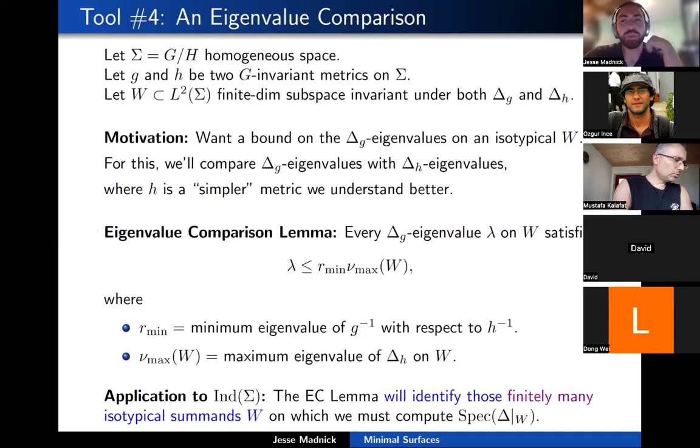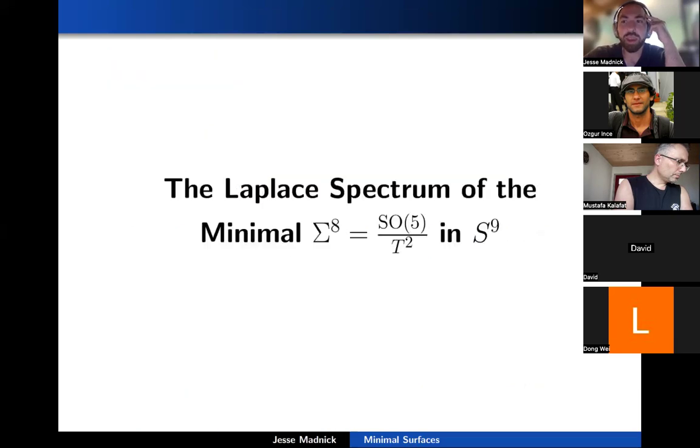So the reason I'm explaining this is that this lemma will identify those finitely many isotypical summands that we actually have to worry about. Okay, that's what this is going to do for us. That was all background. Let's see how this works in practice.